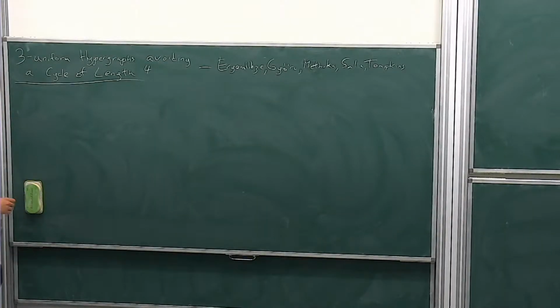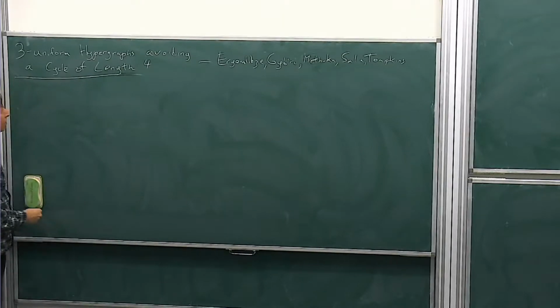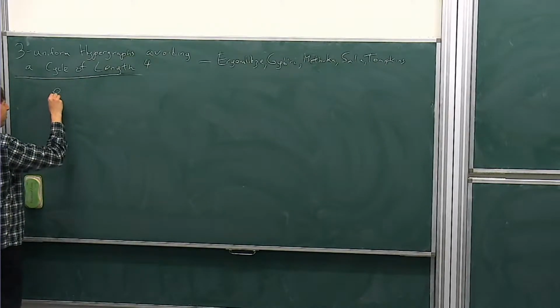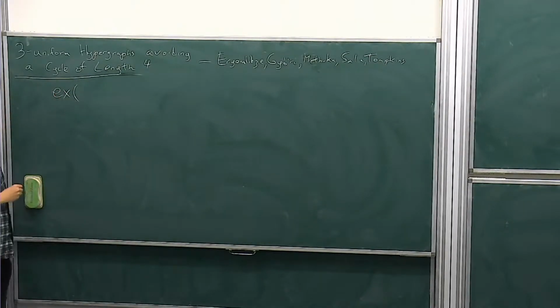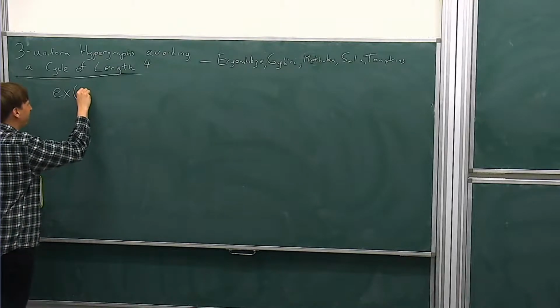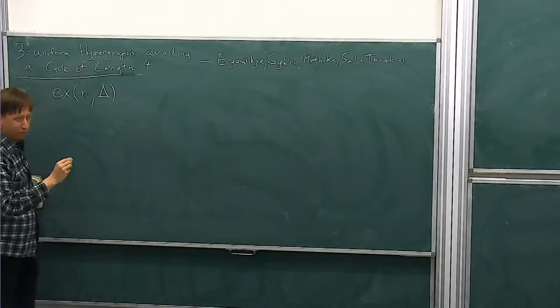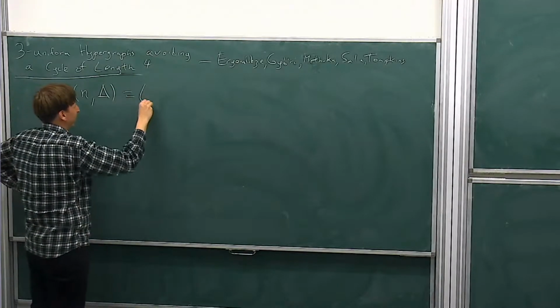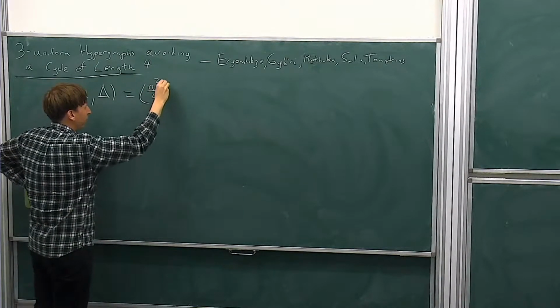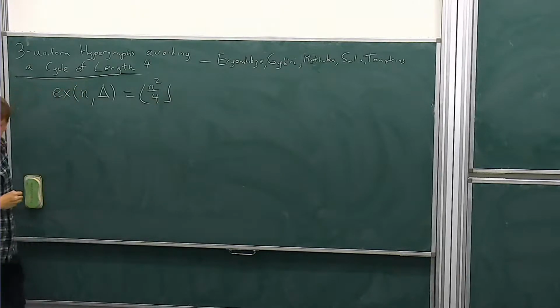Start like I usually do and mention something about Turán's theorem. So let me start by just recalling some results about graphs. I won't define the extremal number; you guys are familiar with it. As you know, the extremal number of a triangle is something like n squared over 4. This is Mantel's theorem.